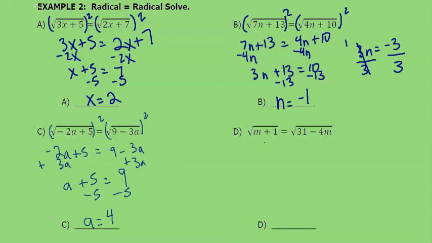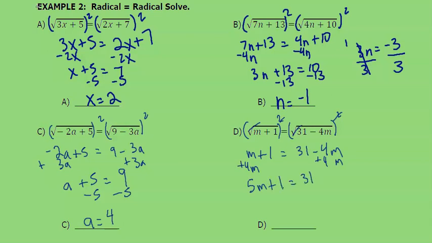D. The square root of m plus 1 equals the square root of 31 minus 4m. Exponentiate each side by 2. That gets rid of all the square roots here. We have m plus 1 equals 31 minus 4m. Add 4m to each side. So we have 5m plus 1 equals 31.